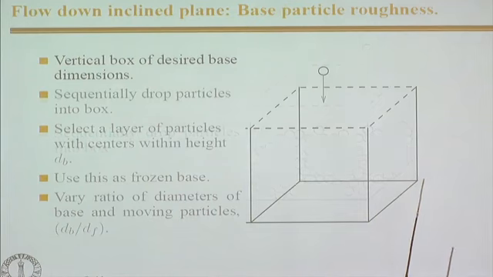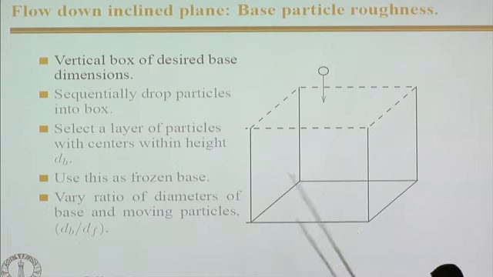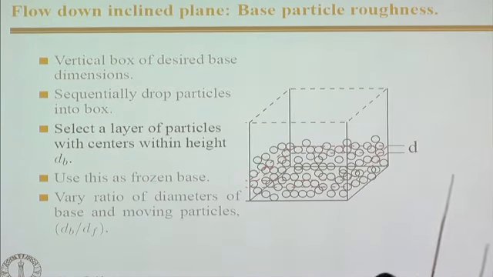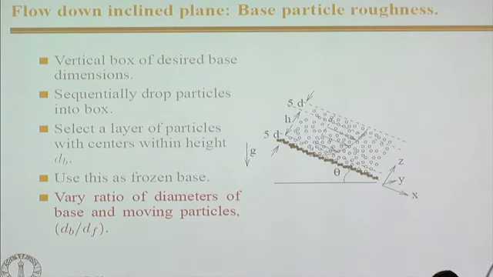Okay. The base: we have a vertical box again. We sequentially drop particles into the box, and then we select a layer of particles from within. It's more densely packed than it looks here, but we select a layer of particles, and we use this as the frozen base. And the base roughness is varied by varying the ratio of the base particle and the moving particle diameter.